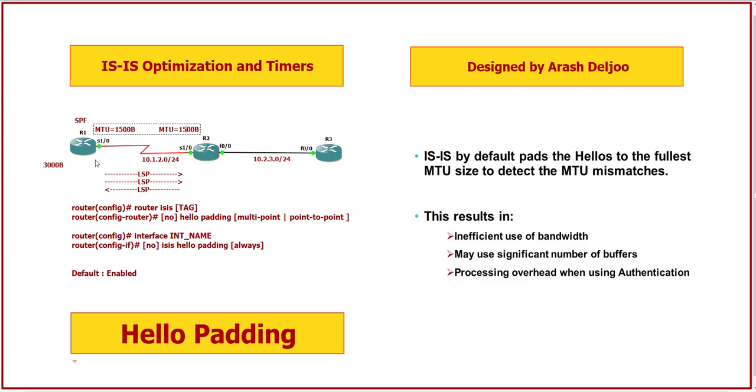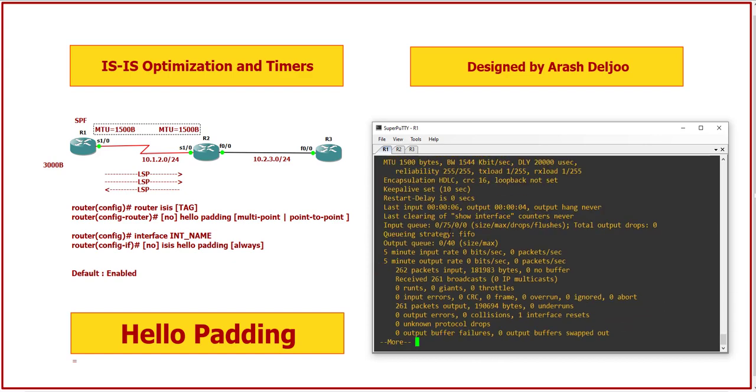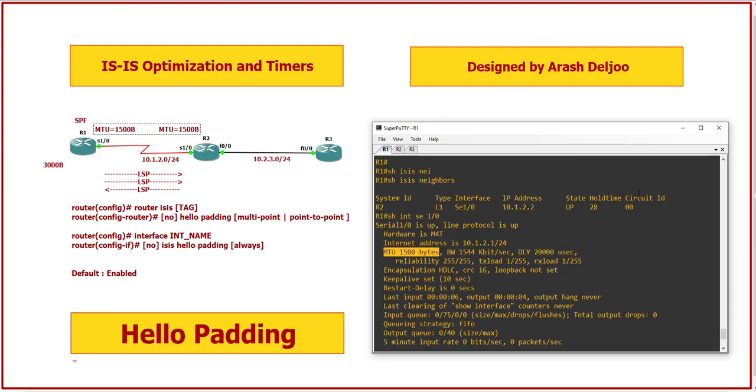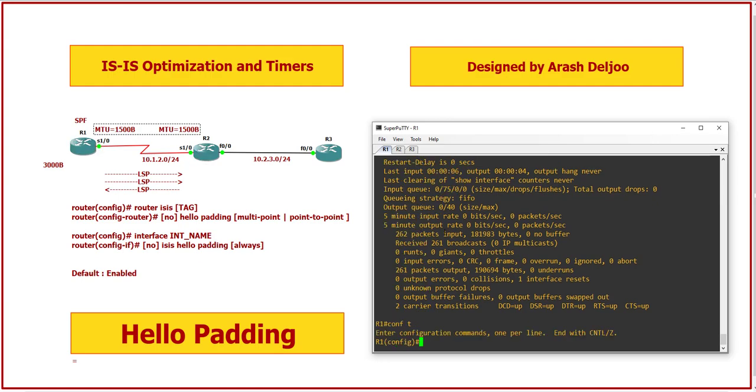In ISIS, when you configure a different MTU on the two sides, you will lose the neighborship. Let me show you. This is our scenario. Between R1 and R2 we have neighborship, show ISIS neighbors. I configured this scenario before, and show interface serial 10 can show us that the MTU of serial 10 is 1500 bytes. And if you use different values for MTU on the interfaces on both sides of a link, you lose the neighborship. Let me show you here, conf t.